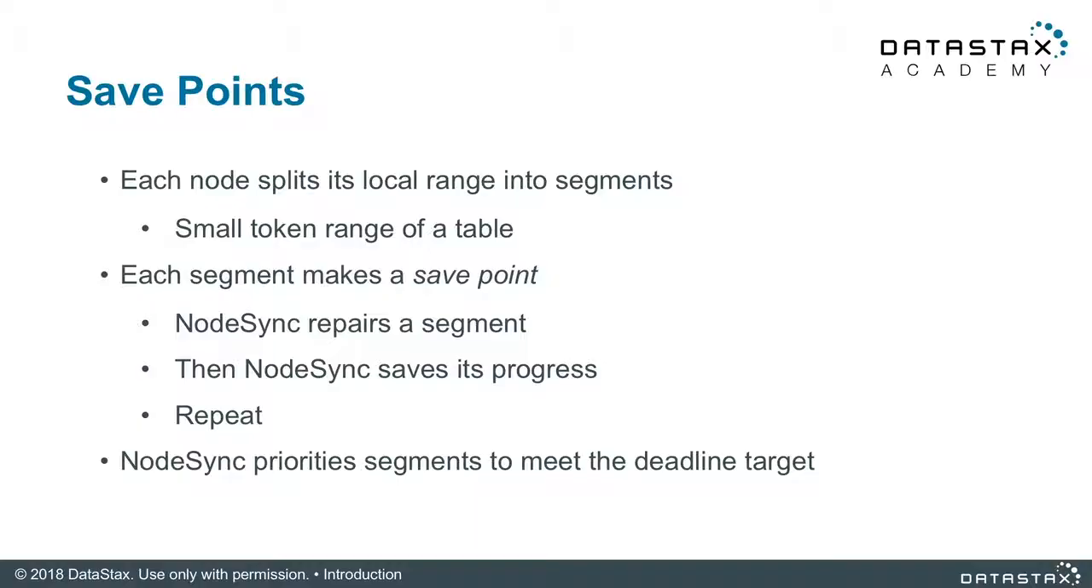Remember GC grace seconds? This is 10 days by default. Node Sync prioritizes segment repairs so that each segment is repaired within this grace period, taking the worry of repairing the entire cluster away from you.